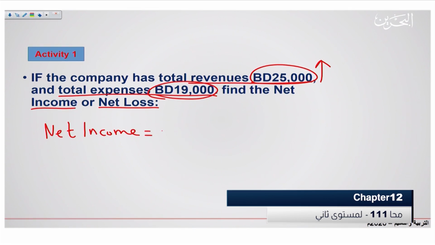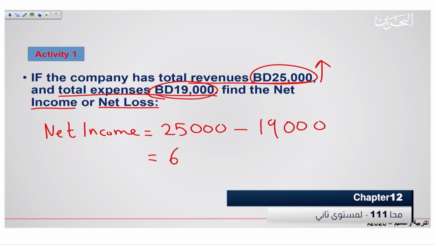Now I have to calculate the amount of net income the company is making. So I will write down 25,000 BD, which is the total amount of revenue, minus the total amount of expenses, which is 19,000 BD. It will equal 6,000 BD. So the company is making profit equal to 6,000 BD.